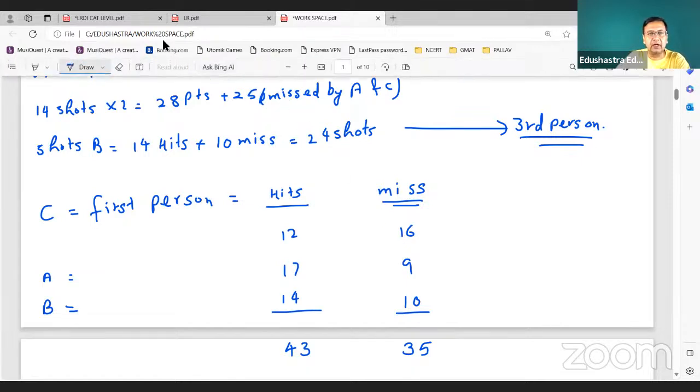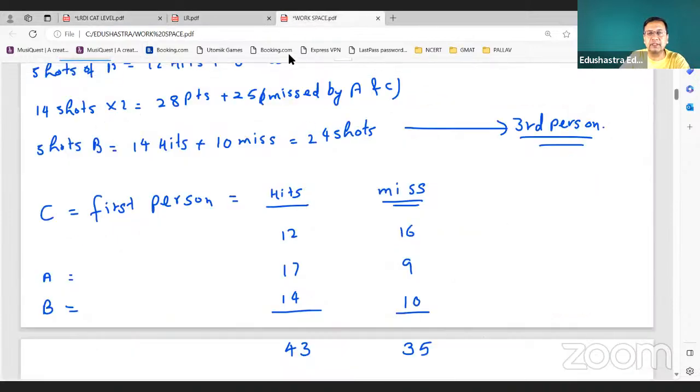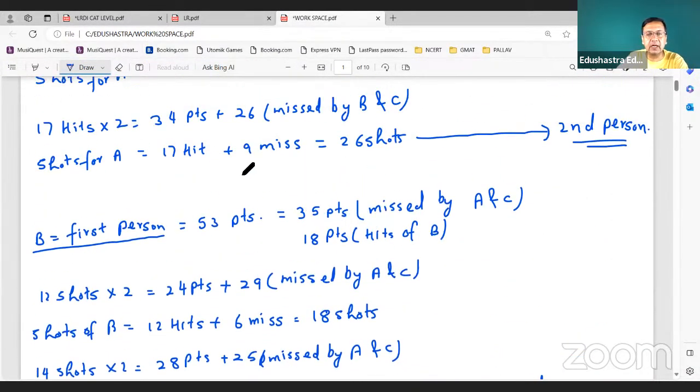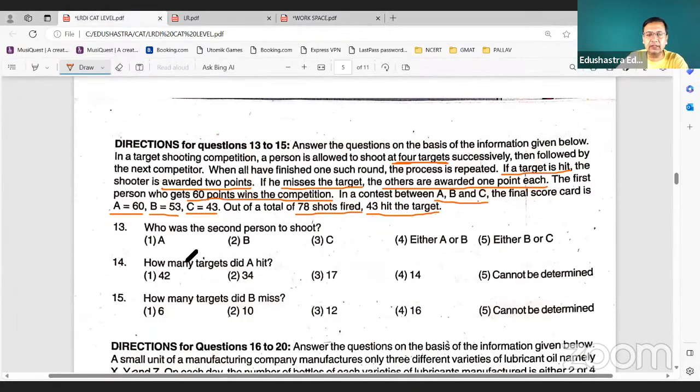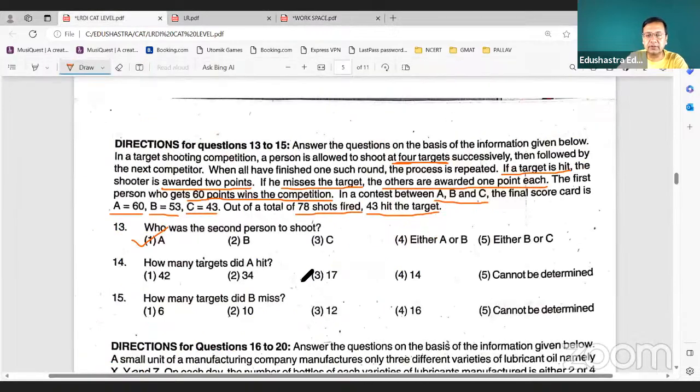So I can now mark the options. First person, who was the second person to shoot, right? So who is the second person to shoot? We have just identified, that is A. So A is the second person to shoot. How many targets A hit, right? How many targets A hit? 17 targets A is hitting. So this is the third option, 17.